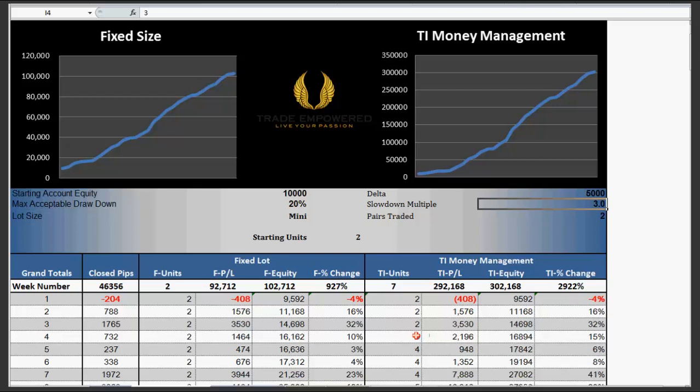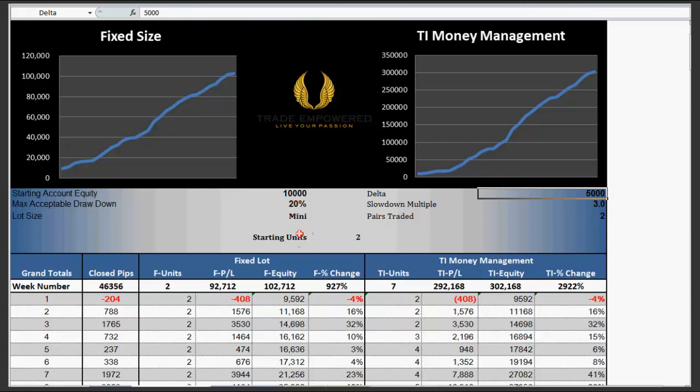So what you have to do is come in here based on your back testing data, and say, okay, I've got a $10,000 account. I'm willing to accept a 20% drawdown. I'm trading mini lots. My starting unit size is 2 minis. Okay?